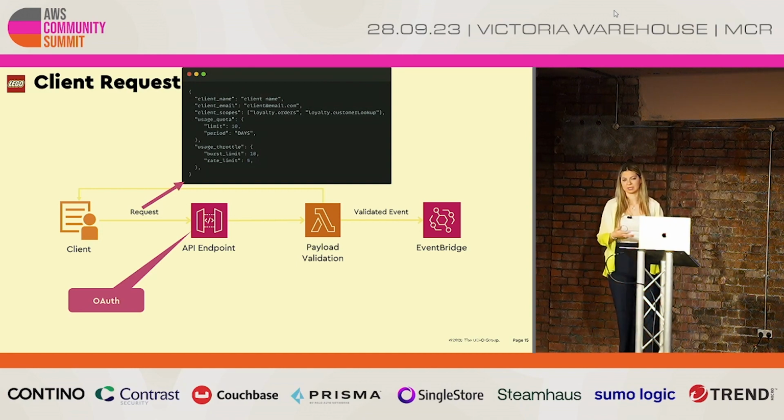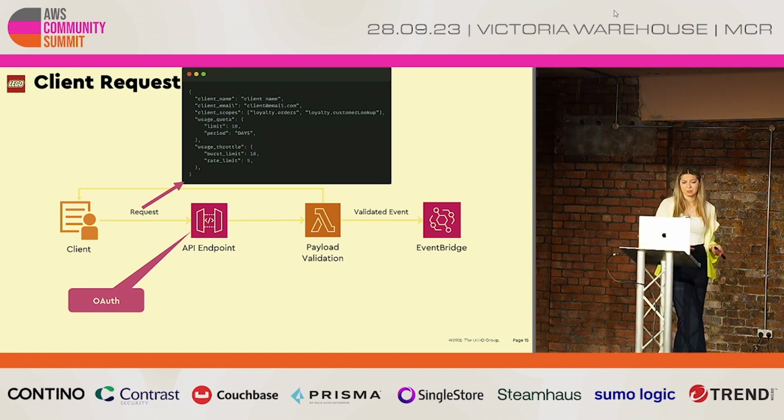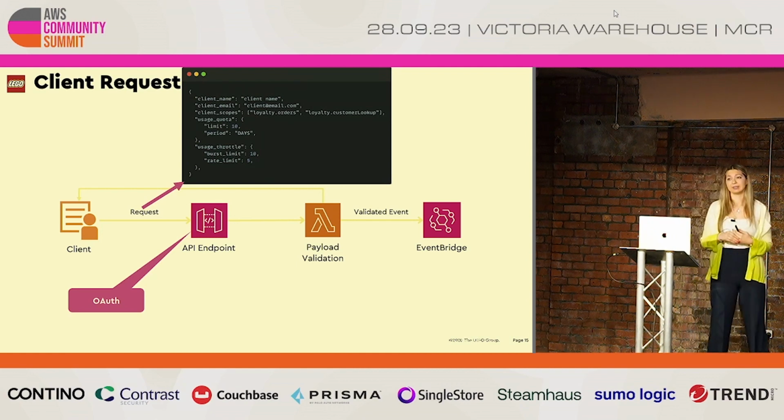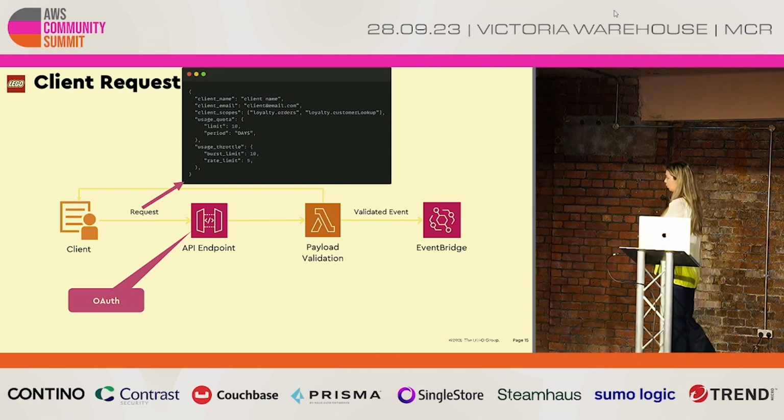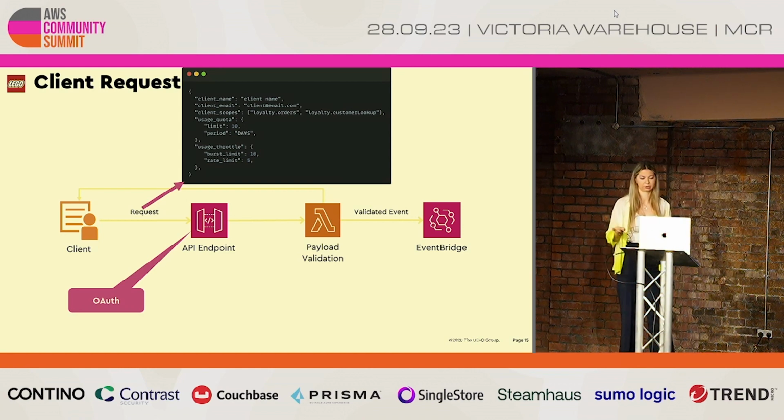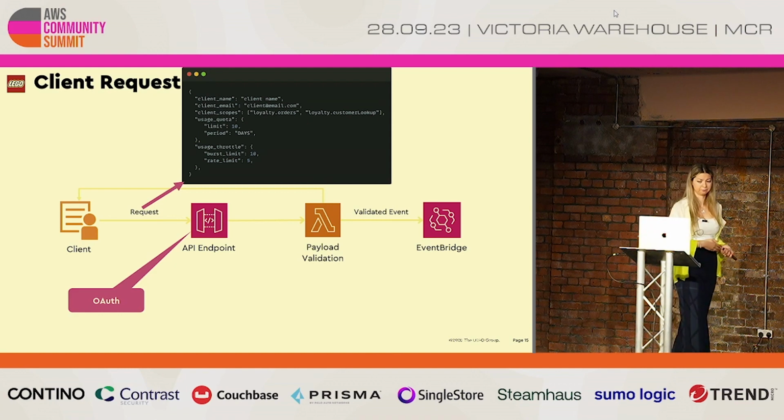So you probably want things like a client name, a client email, the scopes that the client needs access to, and if you want, you can specify certain quota and throttling limits. If not, there are going to be default values associated with them.